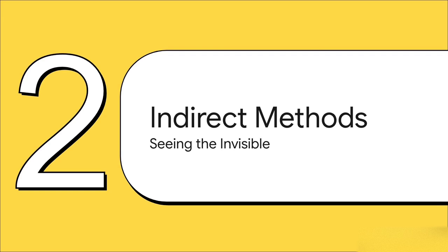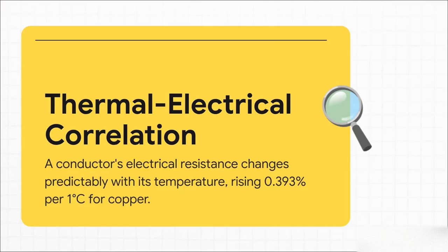The whole approach was this incredibly clever workaround. If you can't touch it, you can't measure it directly, so you use the laws of physics to see the invisible. And this whole method is built on one simple, fundamental physical principle. See, the copper windings inside the rotor have this amazing property. Their electrical resistance changes in a very predictable way with temperature. For every single degree Celsius the temperature goes up, the resistance of that copper goes up by a very specific 0.393%. It's like having a thermometer built right into the machine itself.